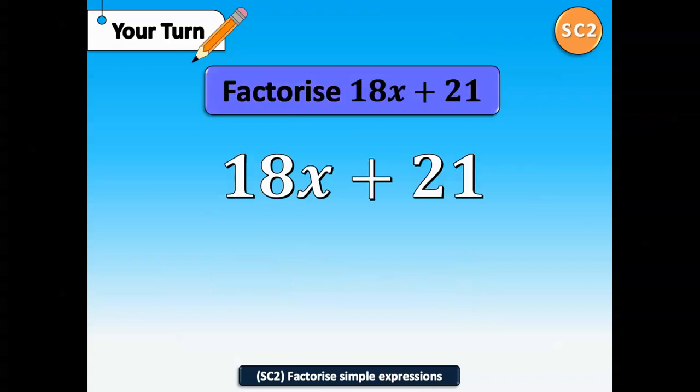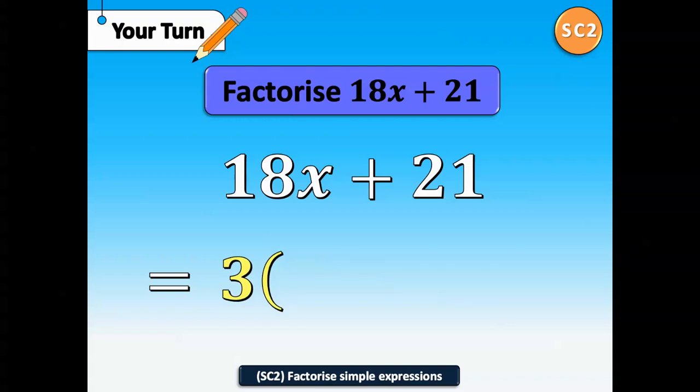Here's another question for you to have a go at. Pause the video, and when you're ready to see what you should have done, press play. So again, in this question, I need to think about the biggest number that will go into 18x and 21. And that's 3.